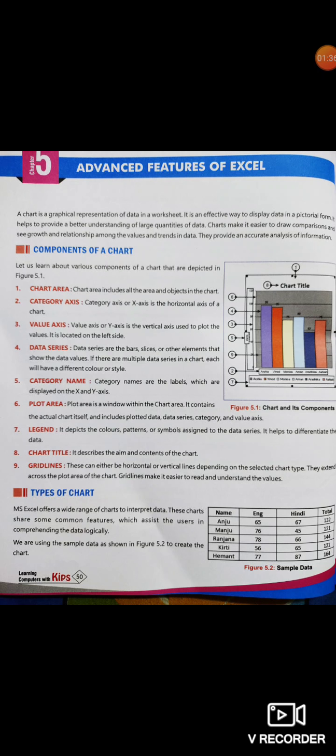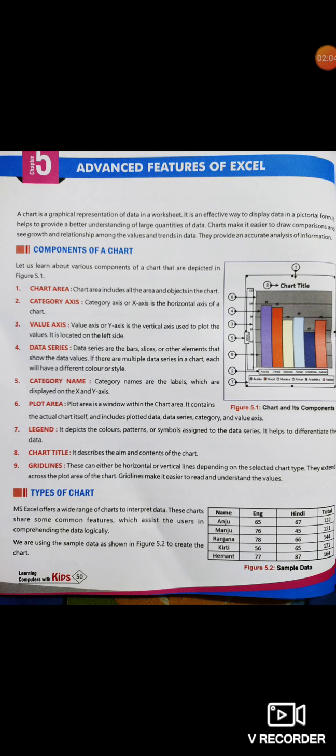Next is data series. What is data series? Data series are the bars, slices or other elements that show the data values. If there are multiple data series in a chart, each will have a different color or style. Next one is category name. The category names are the labels which are displayed on the x and the y axis.